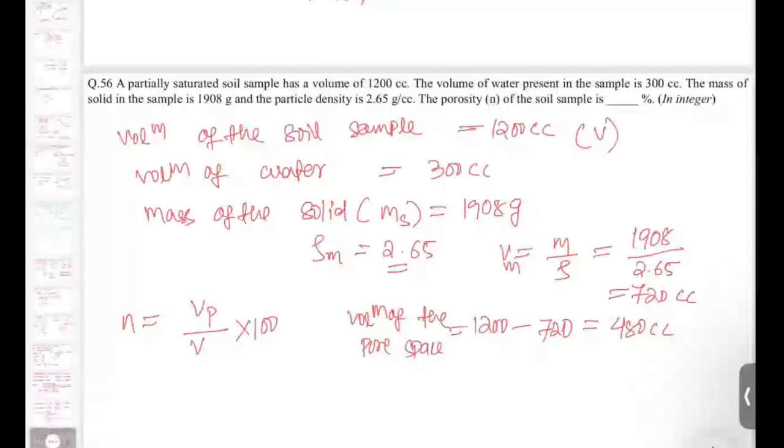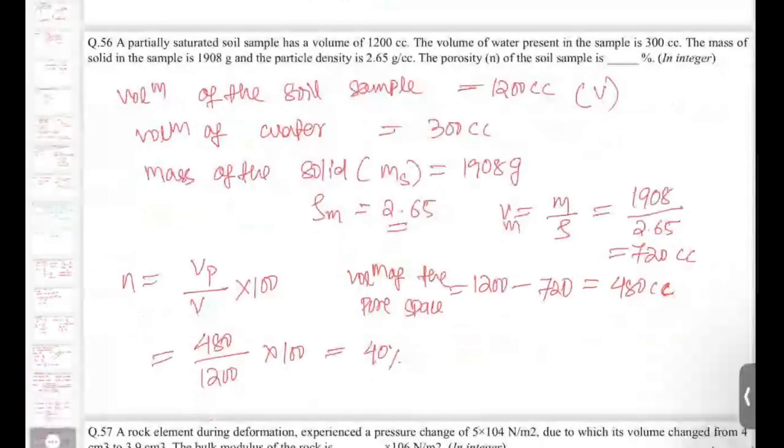Okay, so it should be equal to 480. Now if you put these values, this is 480 by 1200 into 100, it should be equal to how much? It should be equal to 40%, right? Have you understood? अगर कोई डाउट है तो पूछ लो अभी. Any doubts? No, sir. Okay, so let's go to the next question.